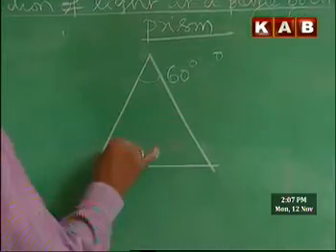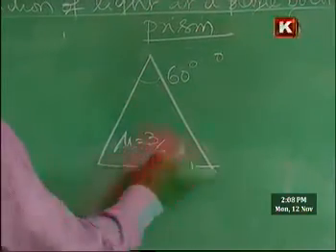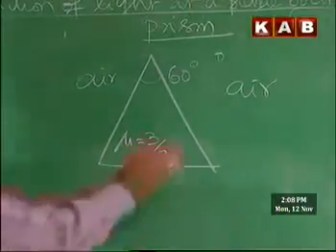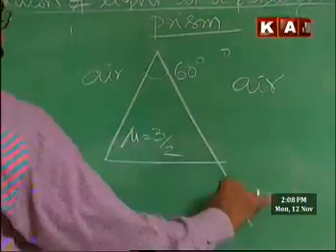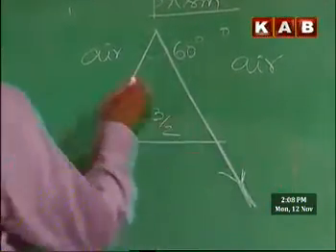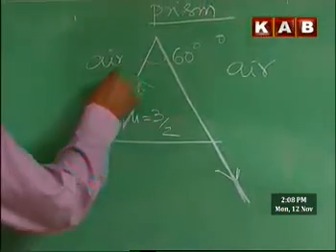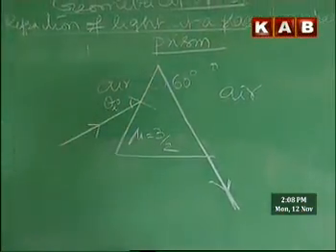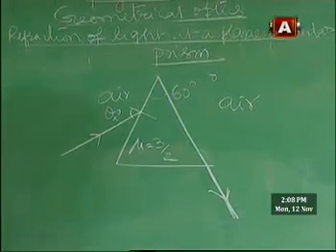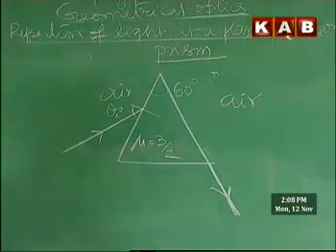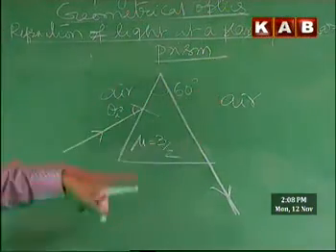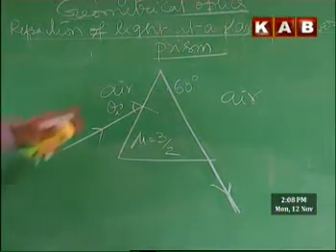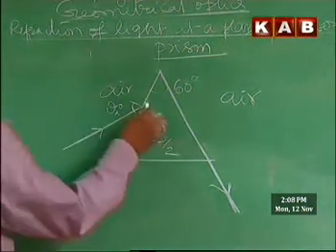The angle of the prism is 60 degrees, mu is 3 by 2, the surrounding medium is air, and it is grazing emergence, and we should calculate the angle of incidence. For this situation, the angle of the prism is 60 degrees and the surrounding medium is air. The refractive index of the prism material is mu equal to 3 by 2. What angle of incidence is required for this to happen?